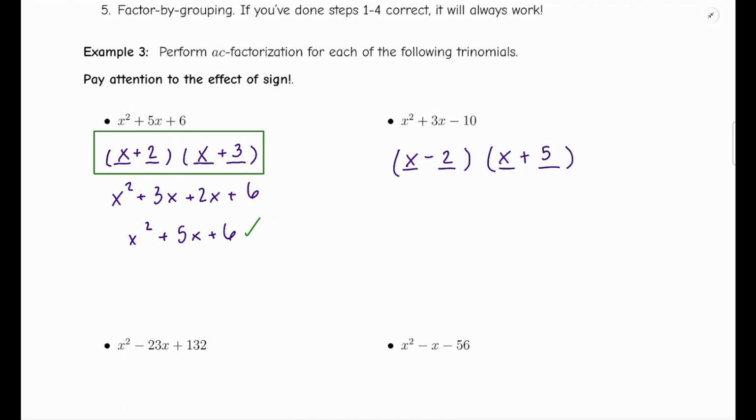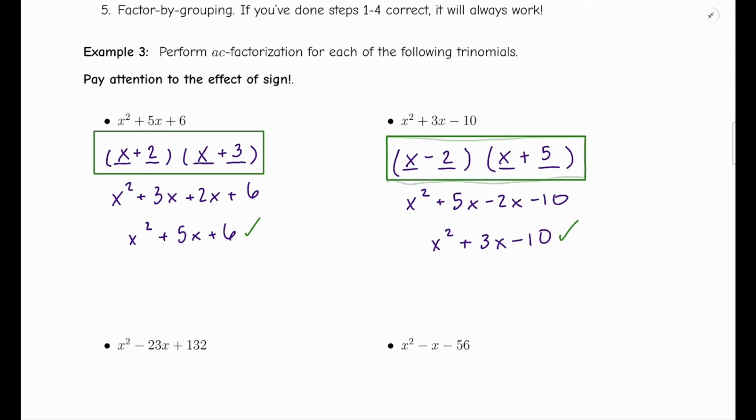Again, I could have chosen 1 and 10 instead of 2 and 5, so we still have to check our work to make sure it works. x times x is x squared, x times 5 is 5x, negative 2 times x is negative 2x, negative 2 times 5 is negative 10. Combine like terms, 5x minus 2x is 3x, so we get x squared plus 3x minus 10. So it checks out, and again, x minus 2 times x plus 5 was our final answer.